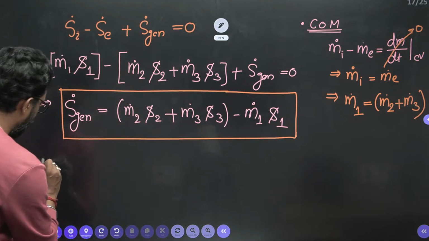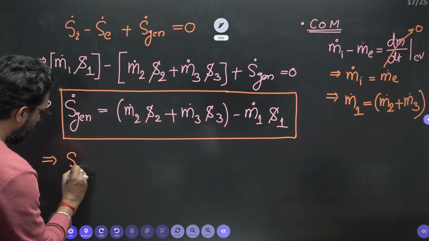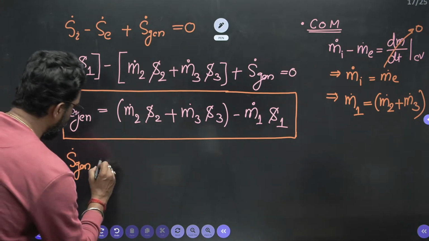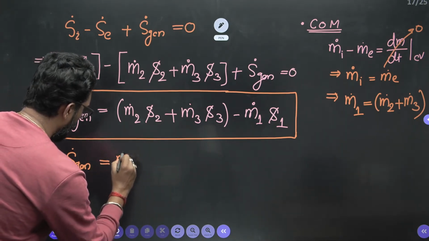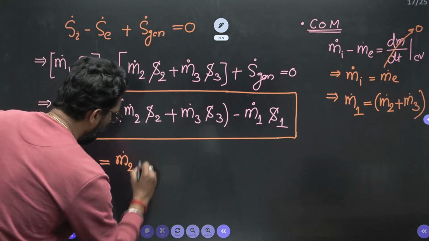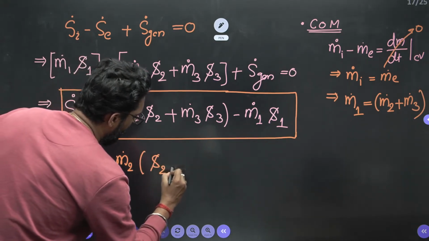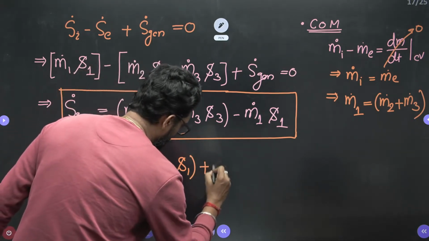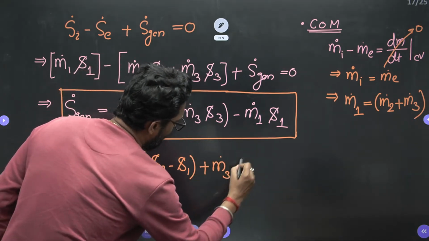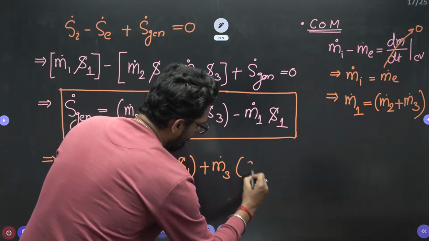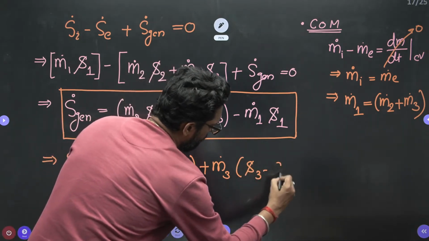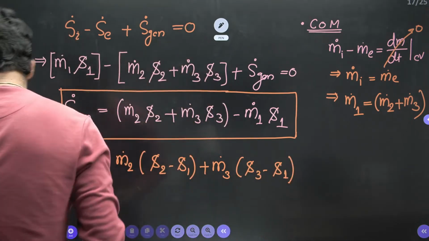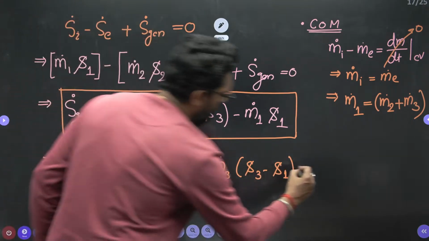So the rate of entropy generation, if you arrange, is equal to mass flow rate at 2 times (S2 minus S1) plus mass flow rate at 3 times (S3 minus S1). If you put this value, this is your equation. Now, this is your required expression.